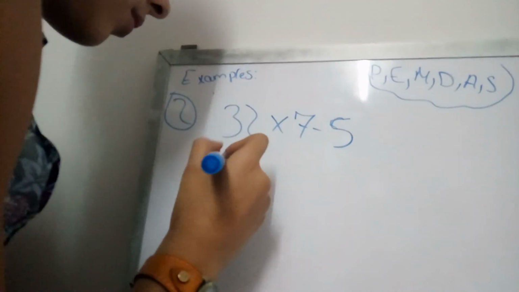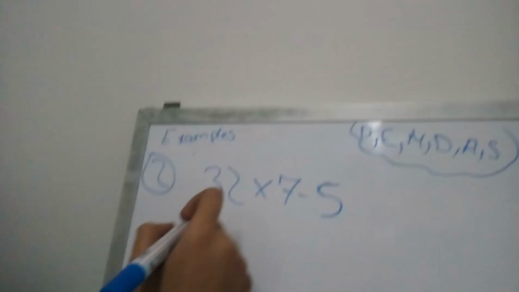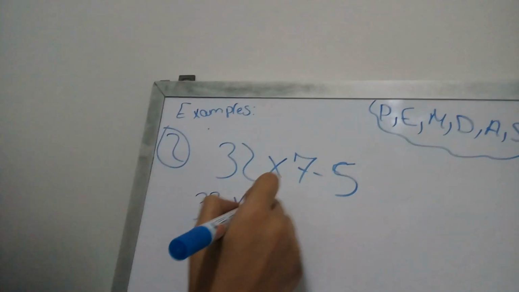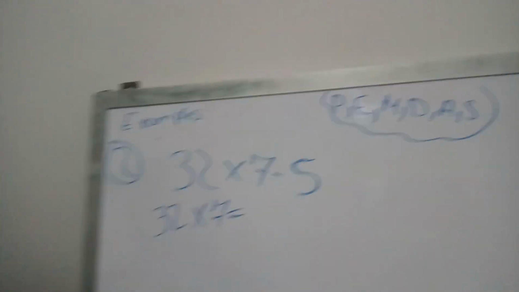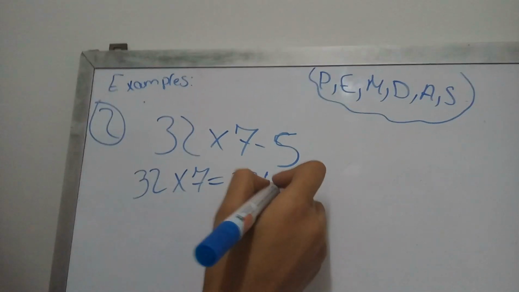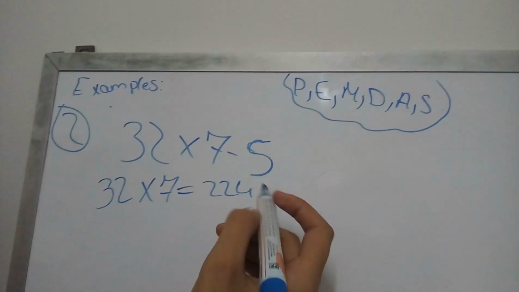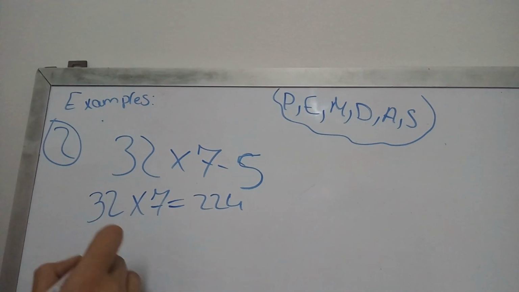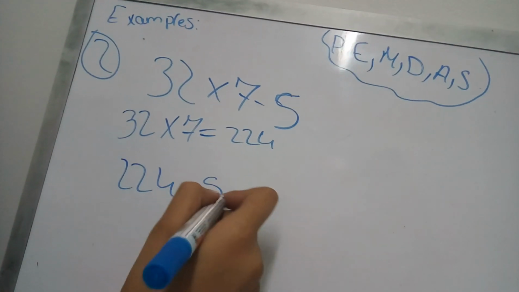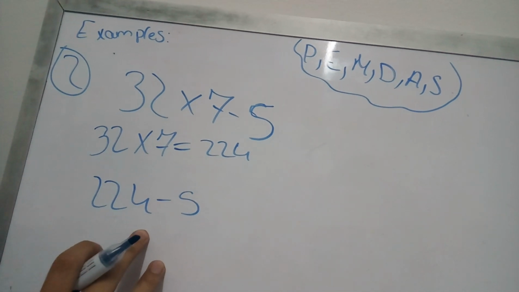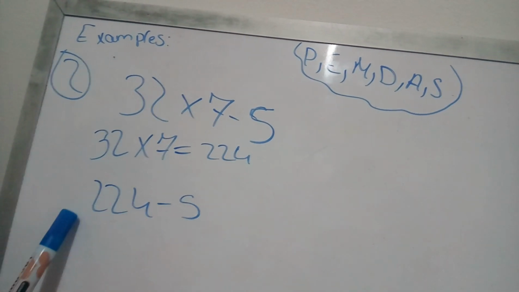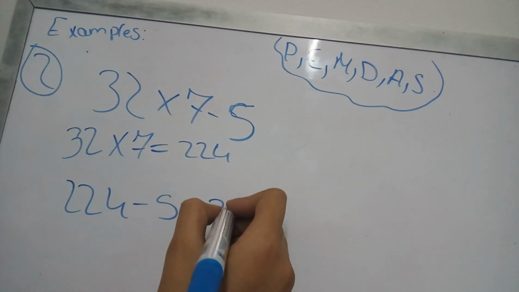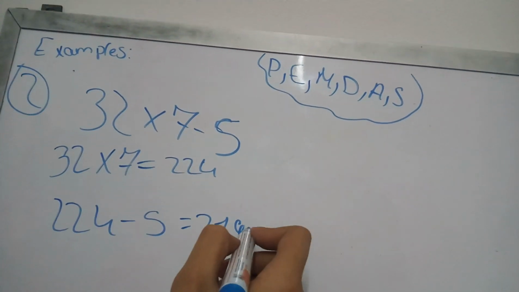We'll do 32 times 7, which is 224. Okay, then we'll put this as 224 minus 5, as if this is the expression. 224 minus 5 will be 219. This is the right answer.